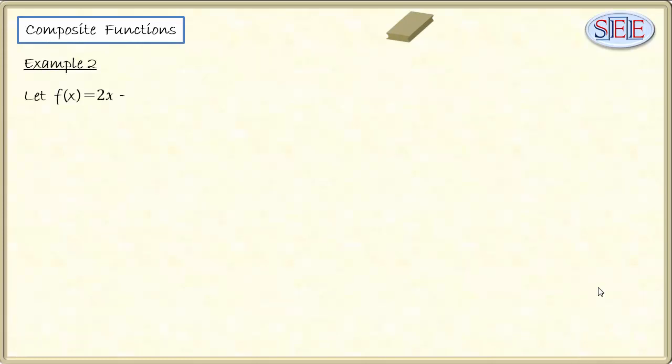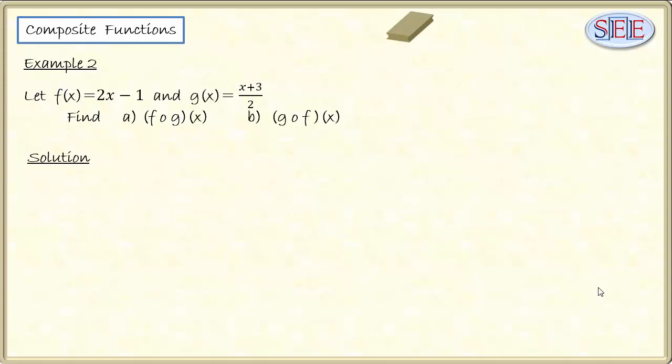Another example: let the function f be defined by the formula f of x equals 2x minus 1, and another function g defined by the formula g of x equals x plus 3 all over 2. If we have those two functions, the question asked here is to find a) f of g of x and b) g of f of x.